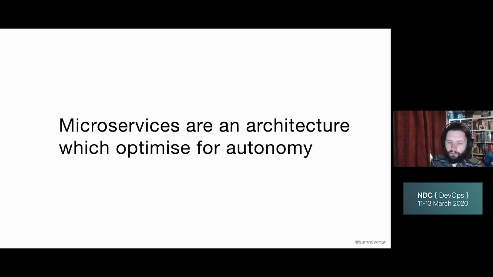James Lewis, who was one of the early people looking into microservices, wrote the original article over at Martin Fowler's website. He said that microservices are an architecture which optimize for autonomy. And so by picking a microservice architecture, we're saying that autonomy is really important to us. And so we're going to pick microservices because hopefully it's going to allow us to go faster, work more in parallel, etc., etc.